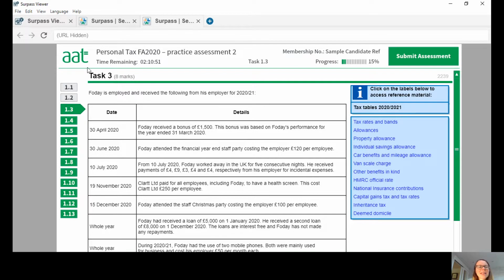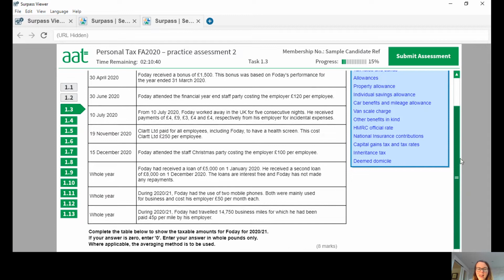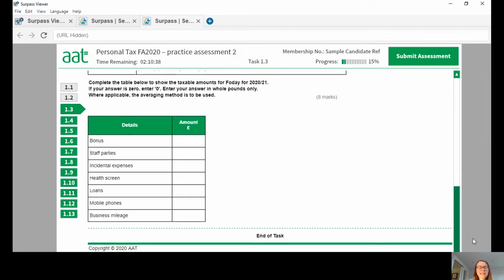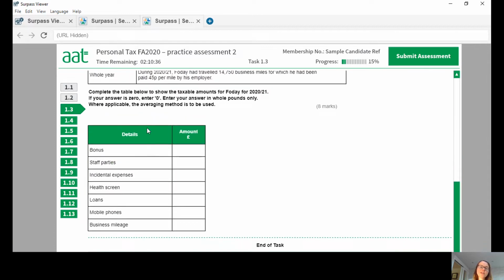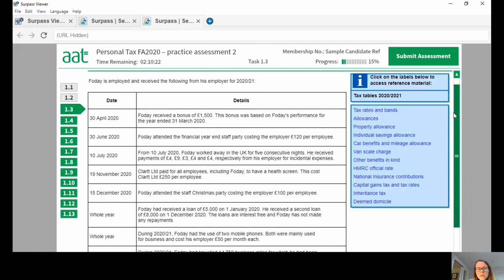So we'll see. Right, Fode is employed and received the following from his employer. So we've got a whole load of different dates and different benefits, and we are asked to complete this table to show the taxable amounts. If it's 0, we put 0, whole pounds only, and where applicable, the averaging method is to be used. That's the bit that I can't fathom. So let's see what you think.